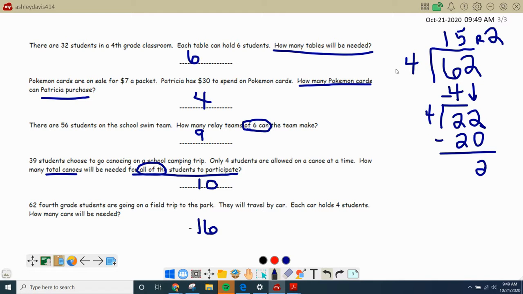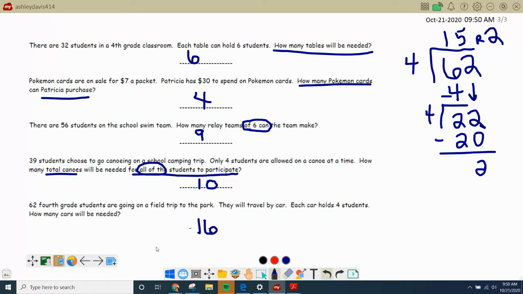Now, sometimes you may have a question that says, how many are remaining? That's when we're just going to answer. Like if I were to ask, how many students were left out of the full cars, we would answer 2. Or if we asked how much she had left over, it would have been $2. Okay, so sometimes you may be asked how much is actually left over.